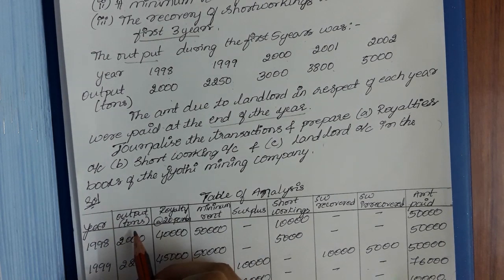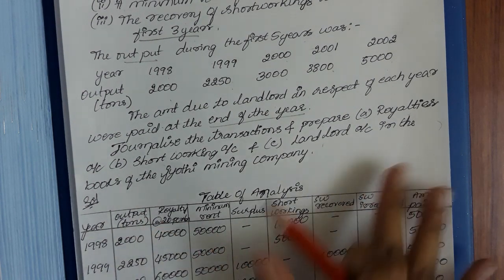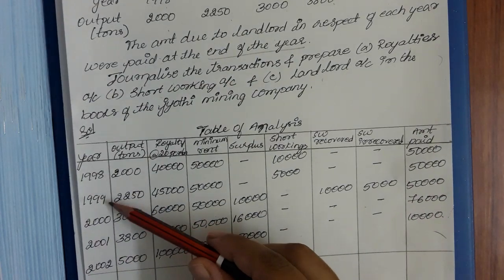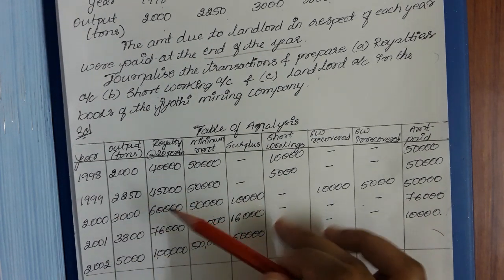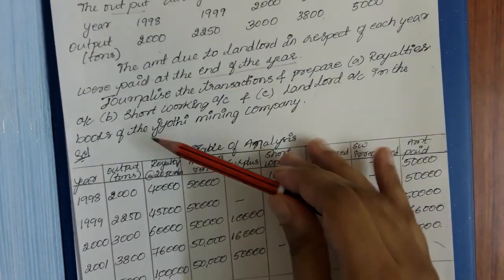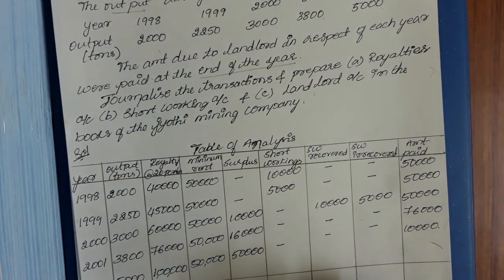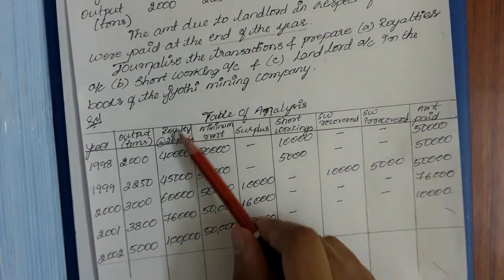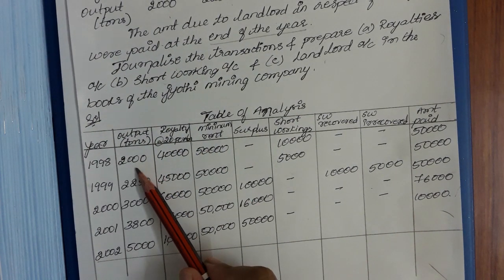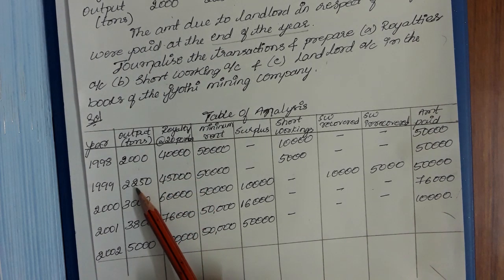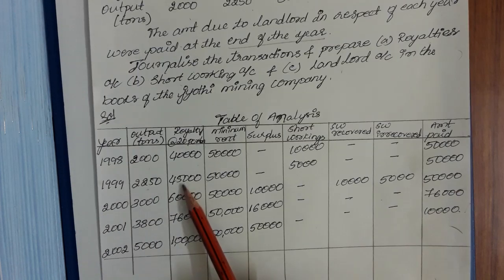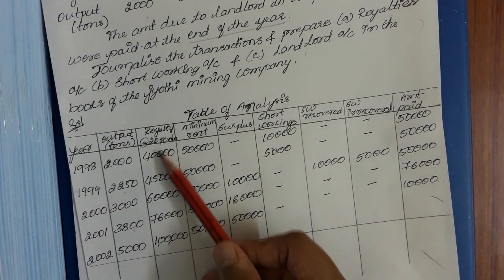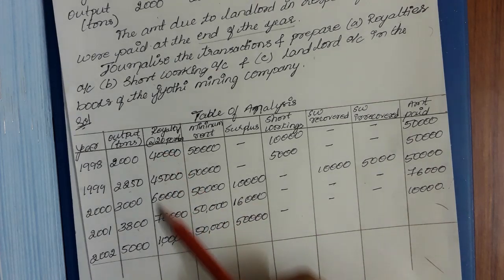How to calculate the table of analysis? First you write all the years mentioned: 1998, 1999, 2000, 2001 and 2002, and then the outputs. Next you need to calculate the royalties. They have given royalty at 20 rupees per ton. So 2000 into 20 is 40,000, 2250 into 20 is 45,000, 3000 into 20 is 60,000, 3800 into 20 is 76,000, 5000 into 20 is 1 lakh.